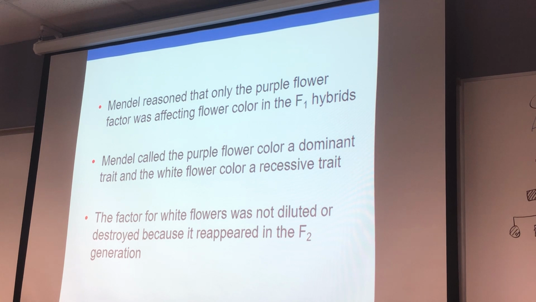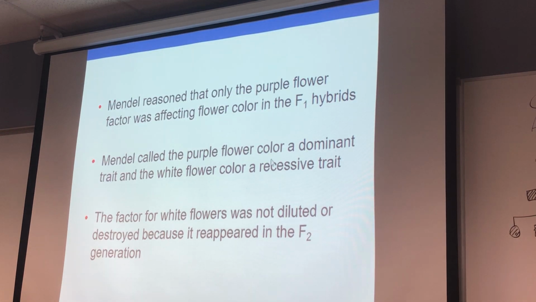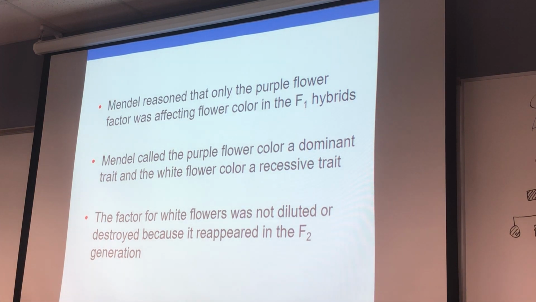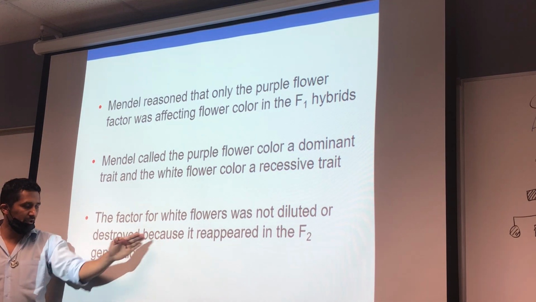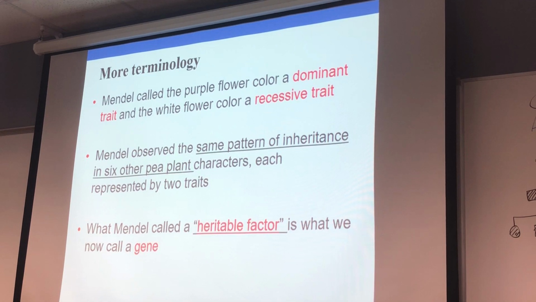Heterozygous, yes. So the reason is that only the purple flower factor was affecting the flower color in the F1 generation that we have here, right? That is being the dominant allele, not allowing the little p to be expressed. And Mendel called this flower color a dominant trait, while the white color was a recessive trait, only expressed whenever it's homozygous recessive. That's when you have the expression of this recessive trait, okay? The factor for white color was not diluted, destroyed, nor eliminated. Why? It reappeared in the F2 generation. That is one of the main key points for this recessive trait. It reappears, and only is expressed whenever it's homozygous recessive.